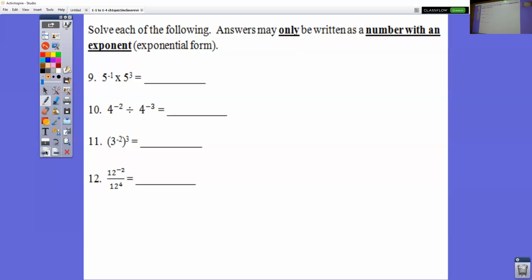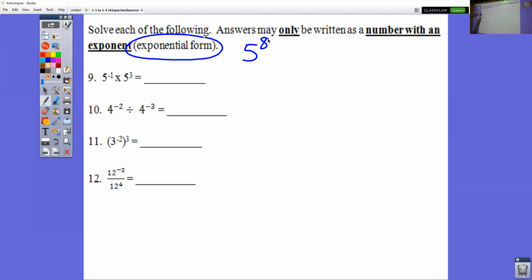All of these from 9 through 20 have to be written in exponential form, all right? Exponential form means a number with an exponent, like 5 to the 8th power. You cannot write out what it is like as a real number, all right? You have to write it out as a number with an exponent, exponential form. All of these have the same basis. Go ahead and try 9 through 12.